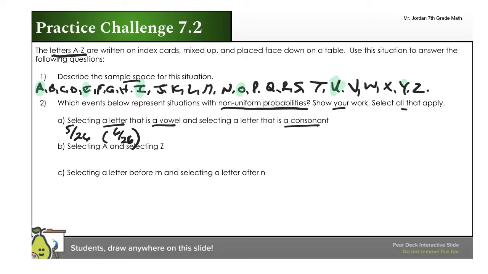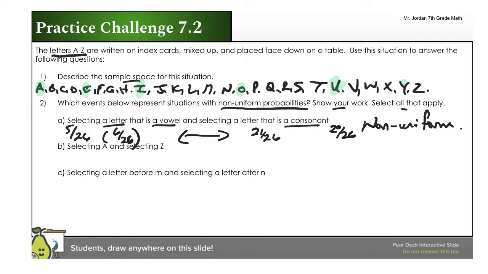But what about a consonant? Well, that would be all of the other ones, so it's either 21 out of 26, or you could say 20 out of 26 consonants. No matter if you use the Y or not, we can see that this probability is not going to be the same, so it is non-uniform.